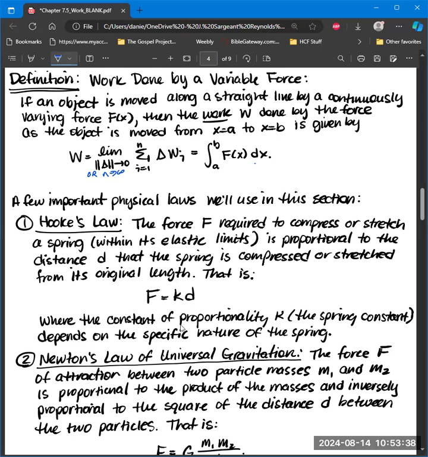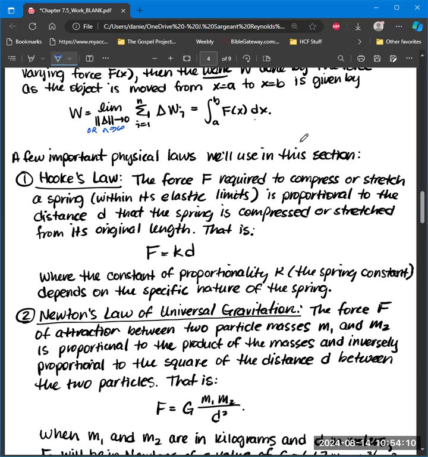So in this definition, if an object is moved along a straight line by a continuously varying force, then the work W done by the force as the object is moved from x equals a to x equals b is given by this limit as n goes to infinity, or as the norm of the partition goes to 0, same thing, of the sum from I equals 1 to n of delta W sub I, which is equal to the definite integral from a to b of f of x dx.